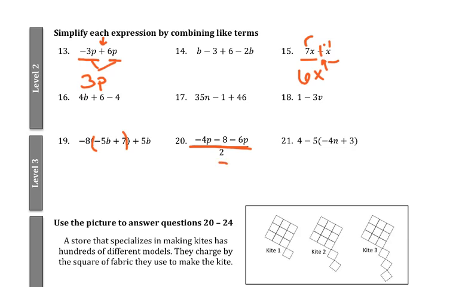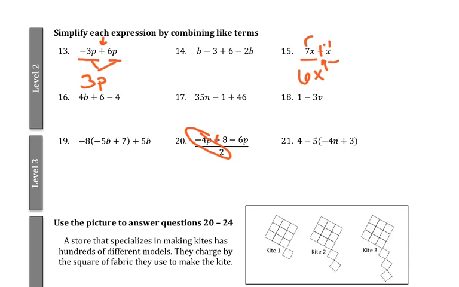So when you see all of these things sitting on top of a division sign, all that means is that you need to take negative 4p and divide that by 2. You need to take negative 8 and divide that by 2. And you need to take negative 6p and divide that by 2. Okay? So I'm going to kind of do that one at a time. Negative 4p divided by 2.